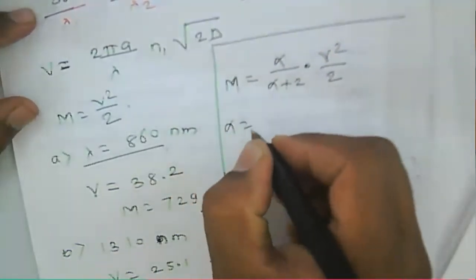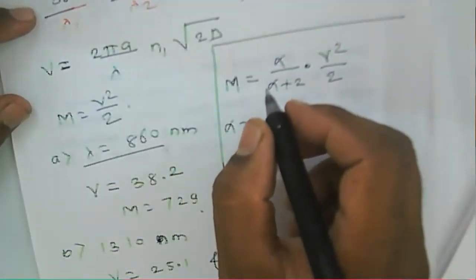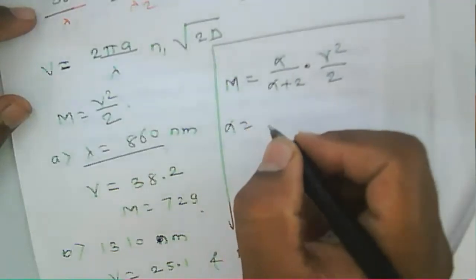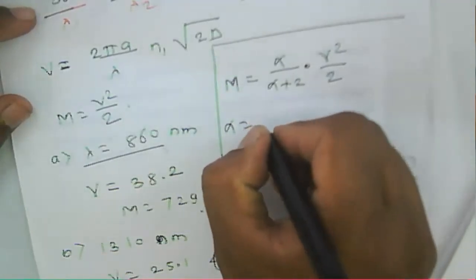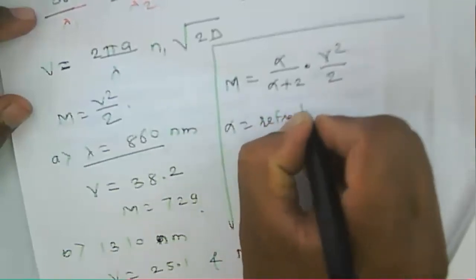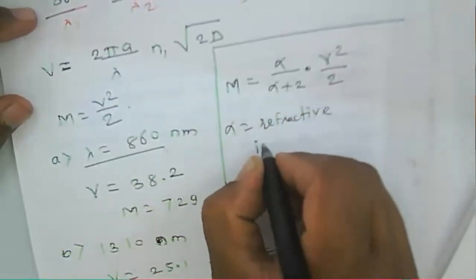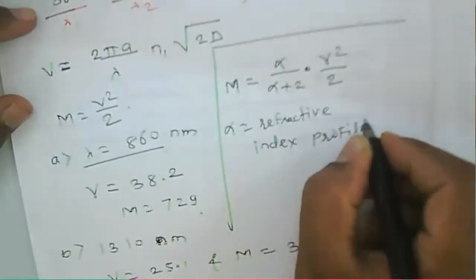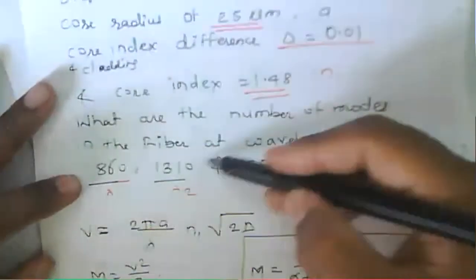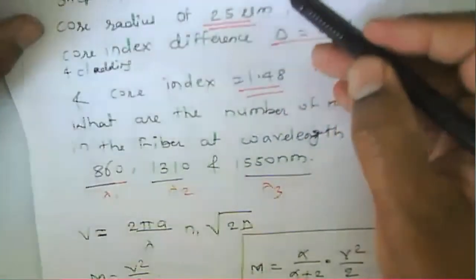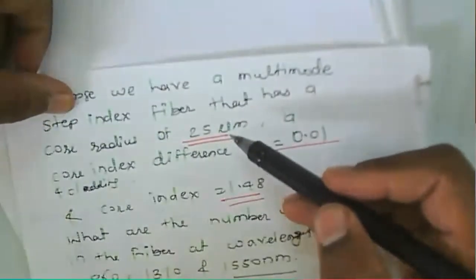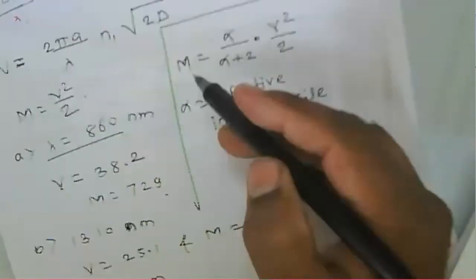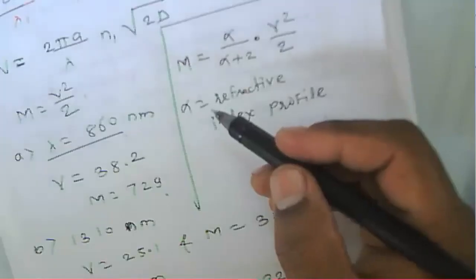That alpha is the refractive index profile. If, instead of a step index fiber, I am saying it is a graded index fiber, then in that case alpha is to be there, and then we can find the number of modes.